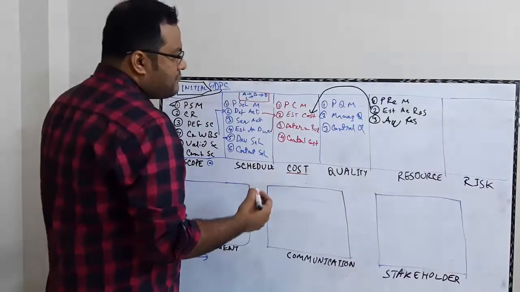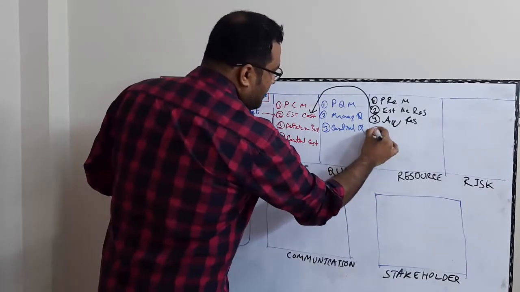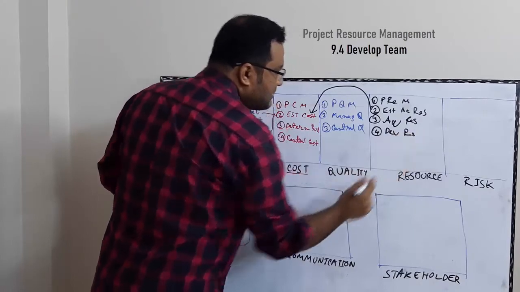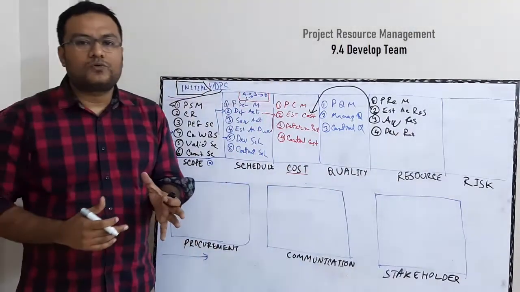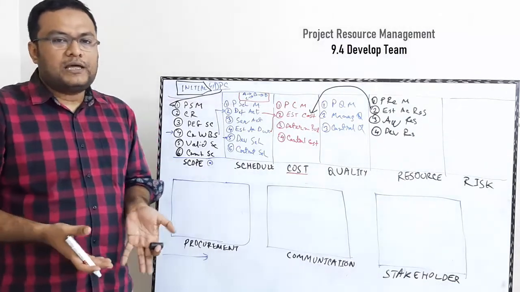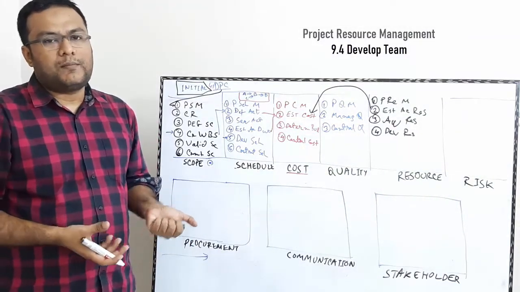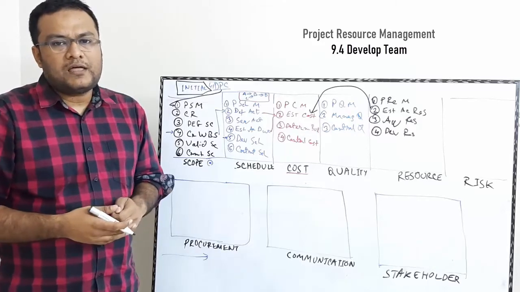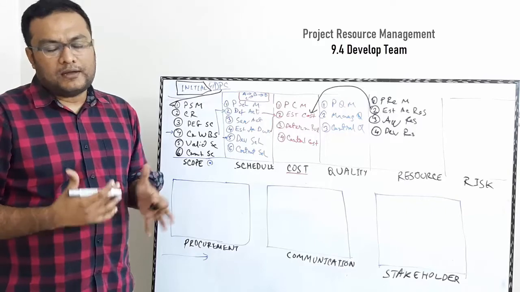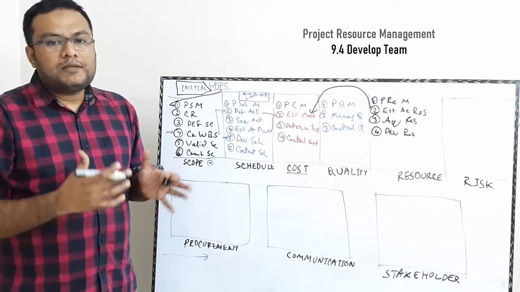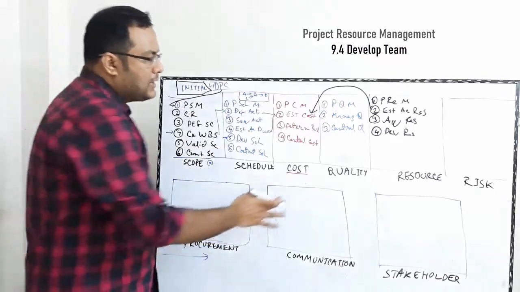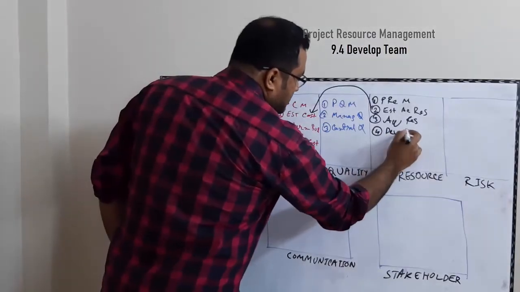Once you have acquired a resource, you might need to develop a resource. Resource development is not only limited to training a resource. The bonding creation or onboarding of the new team member into the team is also part of developing the team. How fast you can deliver with your team depends on how quickly you develop your resources and your team. So the fourth process is actually develop team.